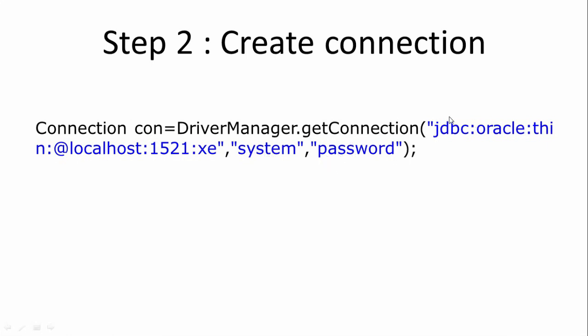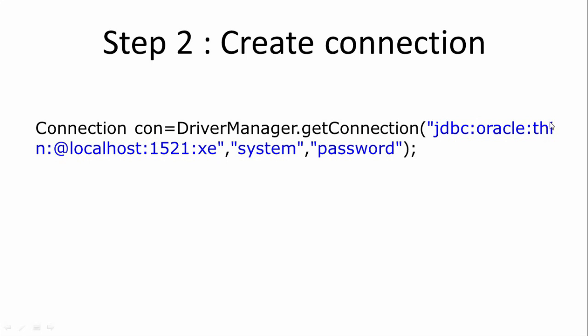So we'll just focus on the connection URL first. So this is the connection URL, which is the first parameter. And as you can see, it is divided into different parts. Now the first part, which is jdbc, this is the API. Oracle over here is the database. Thin is the type of database driver.